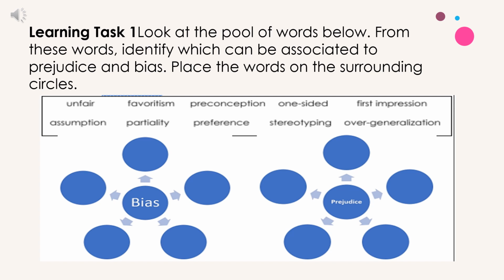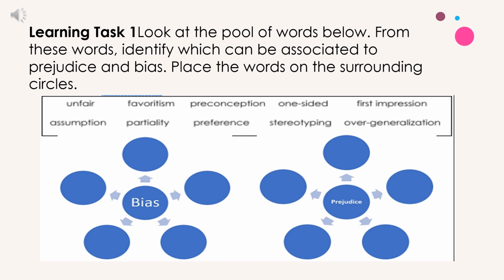How about first impression? It's under bias. How about assumption? Okay, you got it right, it's under prejudice. How about partiality? That's under bias. Next, we have the word preference. That is under prejudices. Okay, correct.